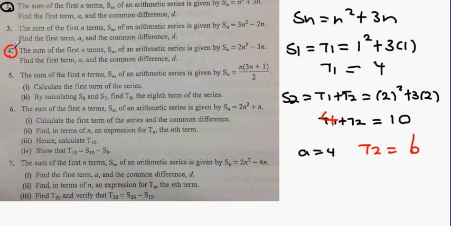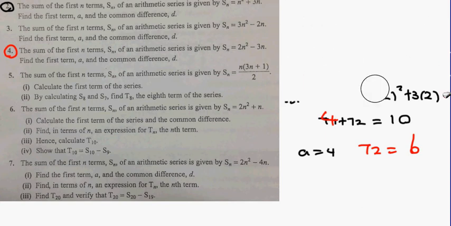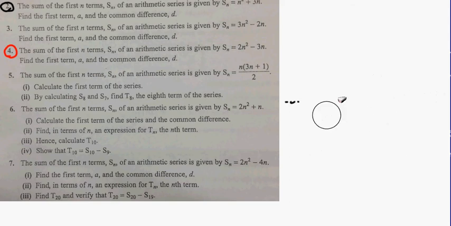Now we're going to do question 4. The sum of the first n terms of an arithmetic series is given by 2n squared minus 3n. Find the first term A and the common difference d. So look, it's exactly the same question as last time, except this time we're doing Sn equals 2n squared minus 3n.